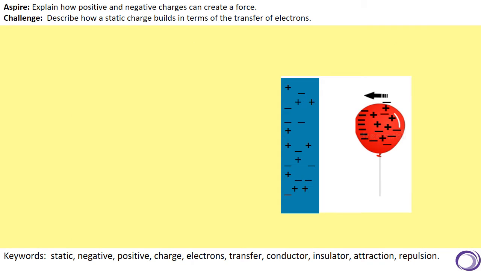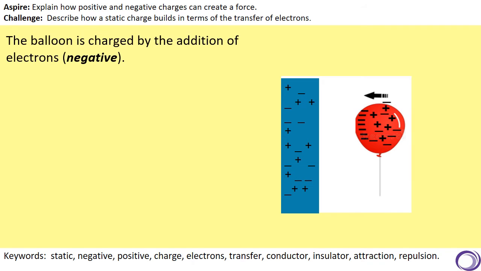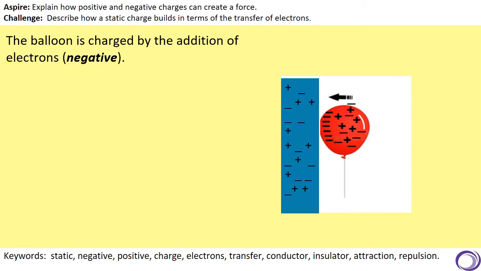Let's have a look at this as a diagram then. Got us a balloon. The balloon's been rubbed on the jumper. The balloon has got an overall negative charge. You'll see that there's more electrons on that balloon than there are protons. That's the positives. The balloon's negative. When we move the balloon to the wall then, let's have a look now what happens to the charges in that wall.